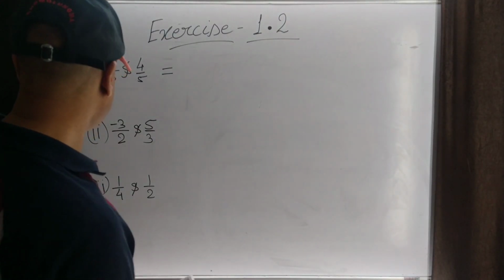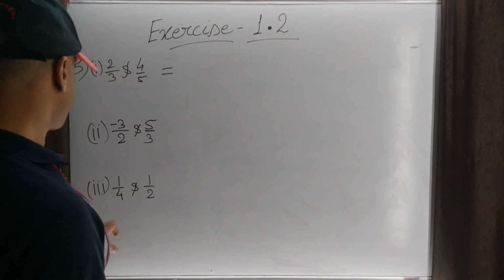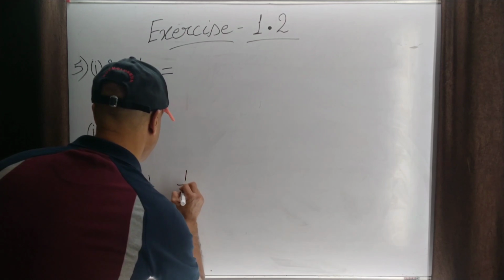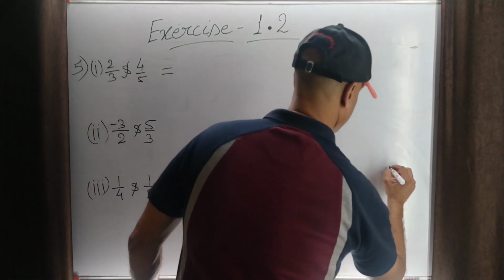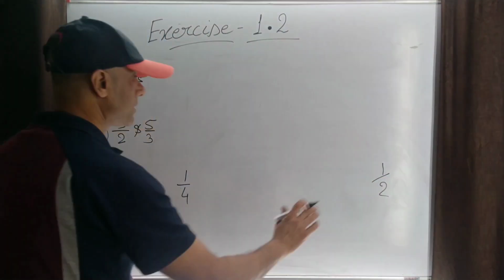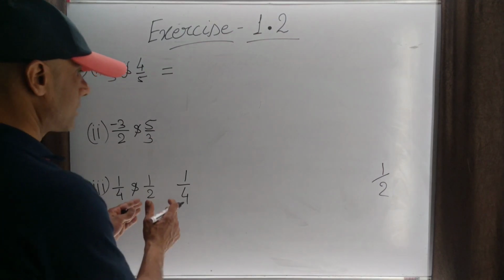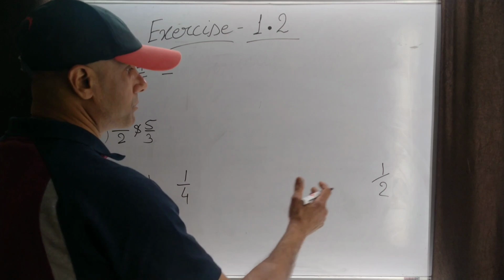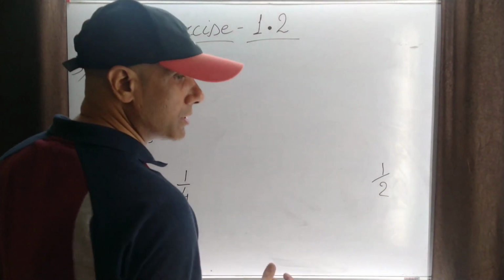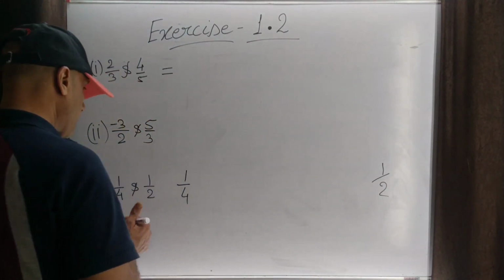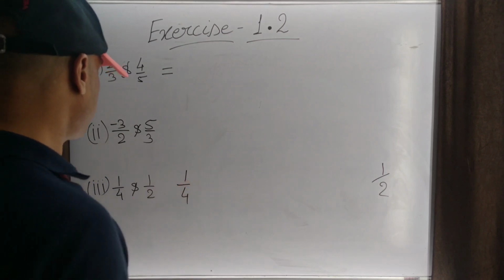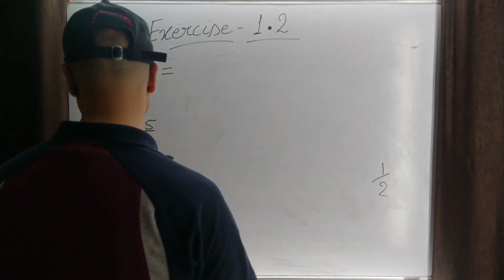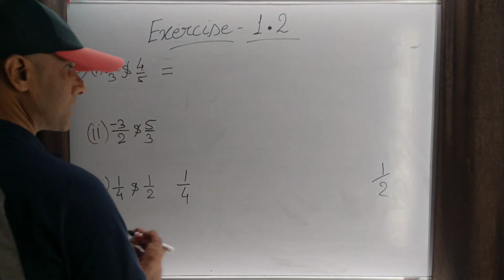Let's move on to the final part. Here we have to find 5 rational numbers between 1 by 4 and 1 by 2. So we have to take as large a denominator as possible in this case. Okay. So 4, 2, we can make it 8, we can make it 16. Let's try making it 16.